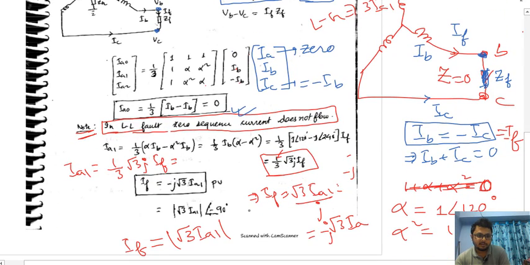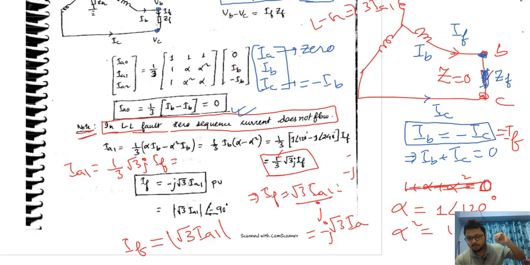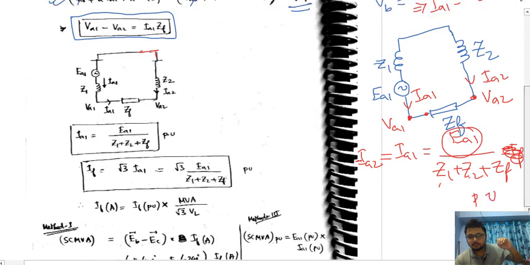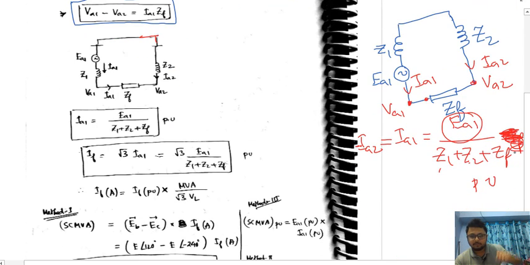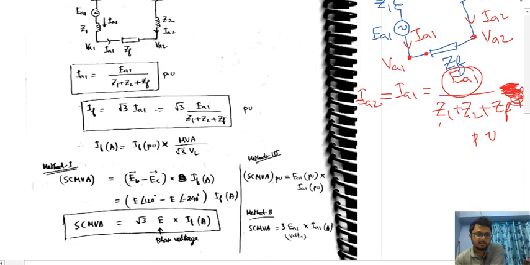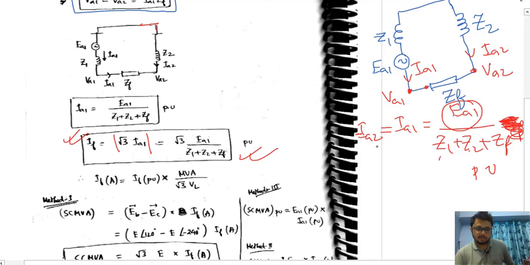How much is IF? You see, IF is root 3 times IA1. Sorry, it won't be IF exactly. IF is equal to root 3 times the magnitude I have written; the j part I am not writing. That is why root 3 times IA1. IA1 is how much? EA1 by Z1 plus Z2 plus ZF. So finally we got the fault current.